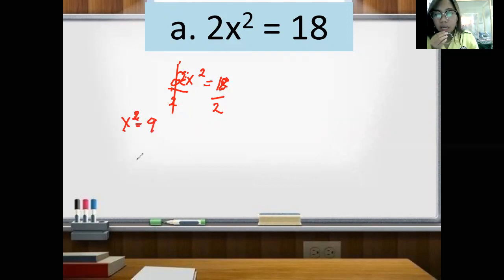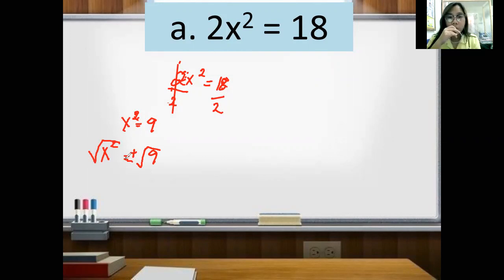Okay, very good. So now we are going to extract the roots of this equation. We can extract it by the radical sign on both sides. So we extract x squared is equal to 9: square root of x squared and square root of 9. And don't forget to put positive and negative, because we have two real solutions in every quadratic equation.